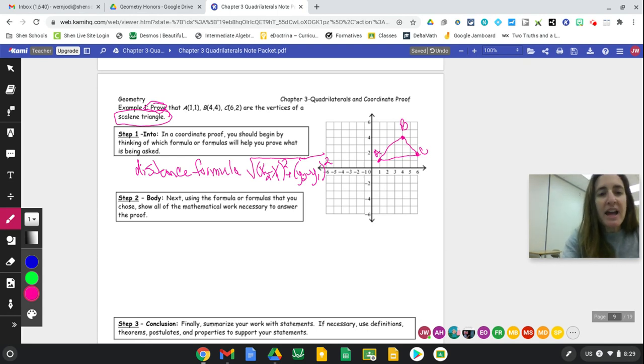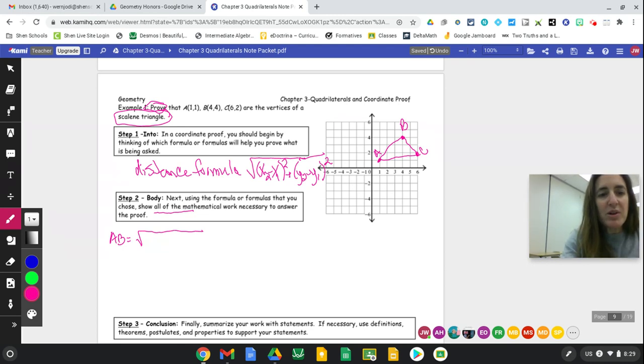Okay, so now in the body, it says using the formulas that you chose, show all of the work, all of it. If you leave steps out, you're not getting full credit on a proof. Every single step has to be shown there to get justification to give you full credit. Okay, so I'm going to go and find the lengths of the 3 sides. So AB is going to be my first side that I'm going to find the length of. I'm going to use the distance formula. Notice how I labeled it as AB. If you don't label things, we don't know what side you're finding lengths of. You will not get full credit either.